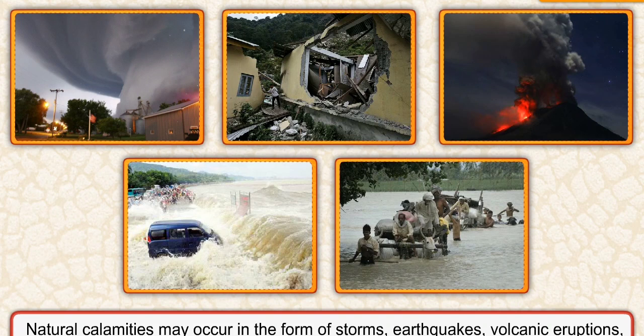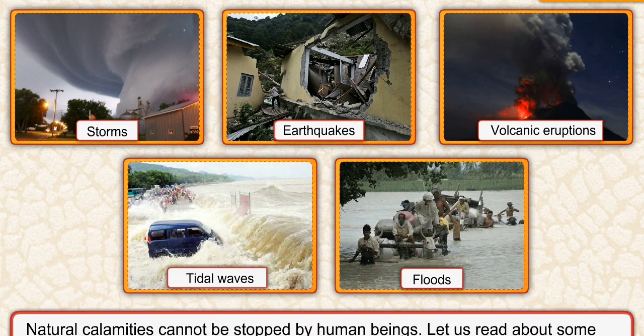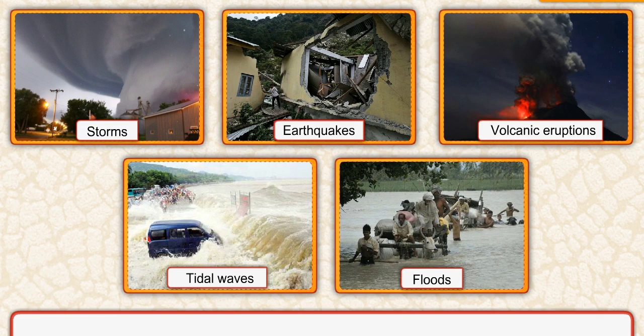Natural calamities may occur in the form of storms, earthquakes, volcanic eruptions, tidal waves, floods, etc. Natural calamities cannot be stopped by human beings. Let us read about some natural calamities.